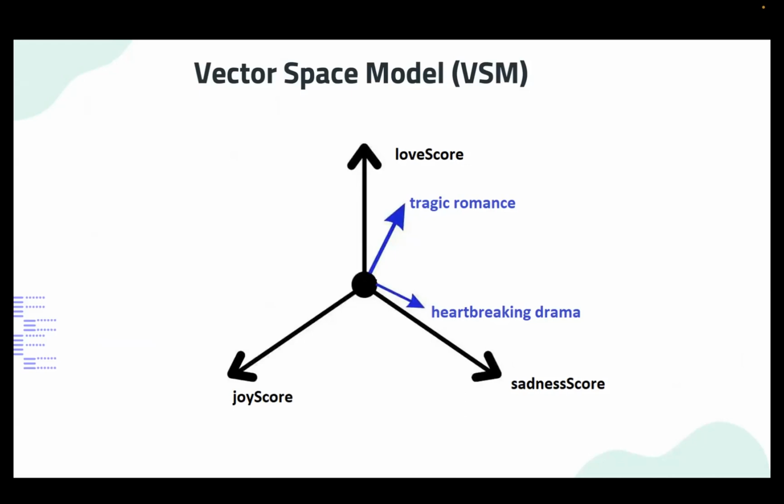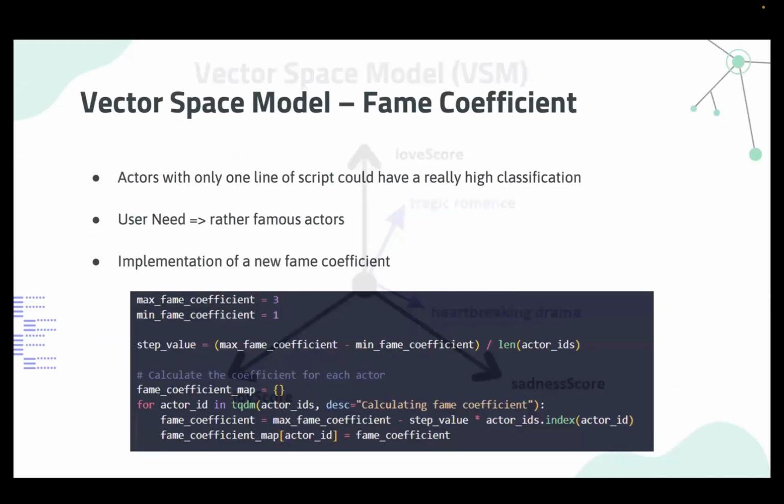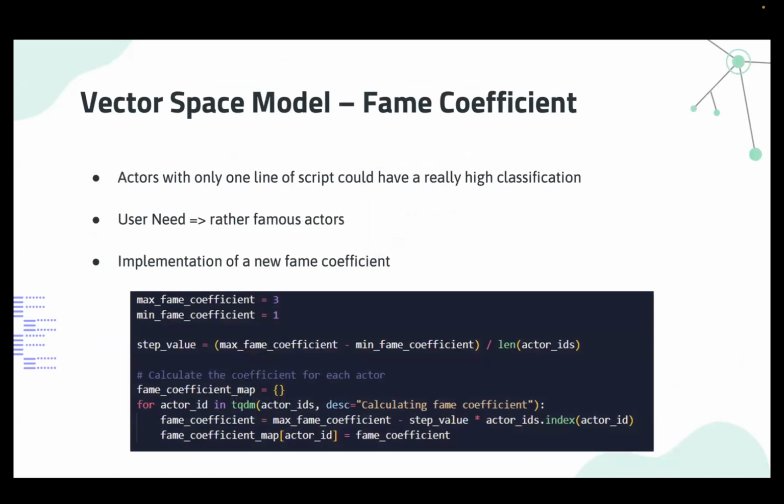But here we had one interpretational problem. For example, when an actor has only one script and only one line he's saying during this whole script, then he could have a really high classification. We don't want this because, for example, if an actor played one role in a movie in the 1970s and he says "I love you," then our classification model would say to 97%, yeah, he's good, and this would also affect the cosine similarity. This means he would be ranked pretty high. But we don't want this. We defined our user need as rather famous and newer actors than old but 100% perfectly matching actors.